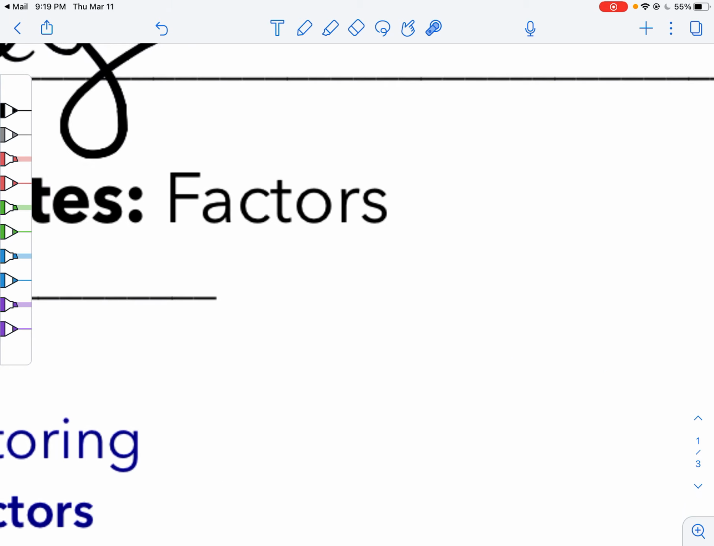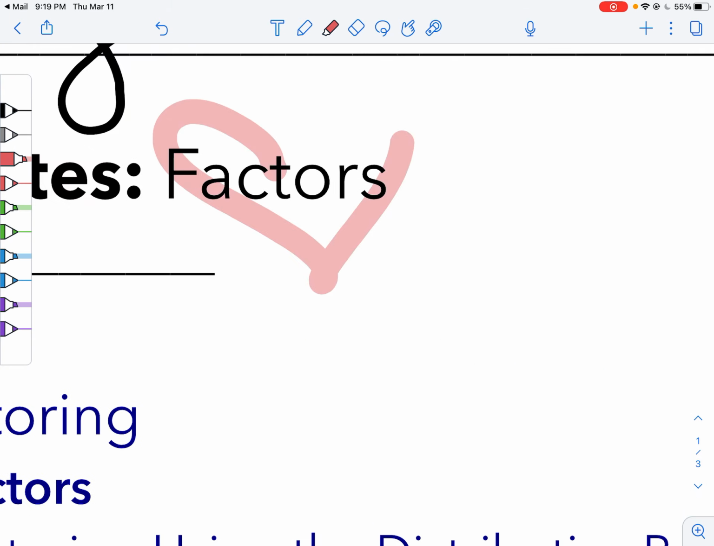And guess what? This is literally one of my favorite things in the whole world. I'm so excited to share this factor knowledge with you.